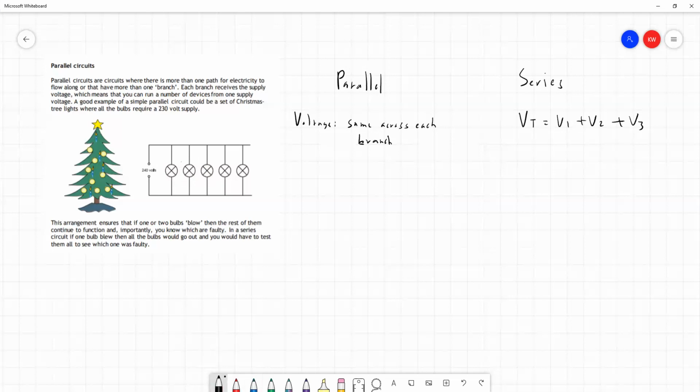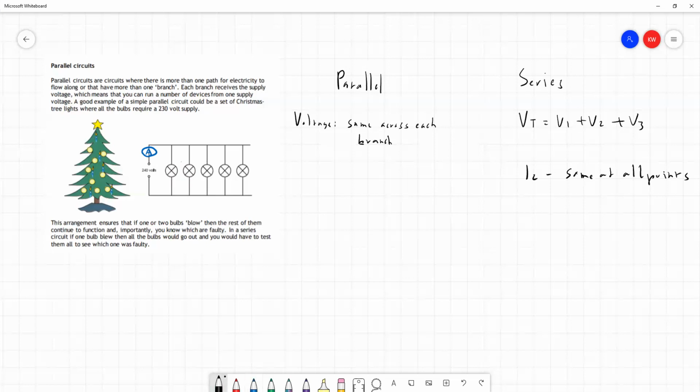Then if we think about current, in the series circuit we had I_C the same at all points. Well, we don't have that here. What we have is a current that is split up across the circuit. So we do have a circuit current. If we were to put an ammeter in here, we can measure the circuit current.